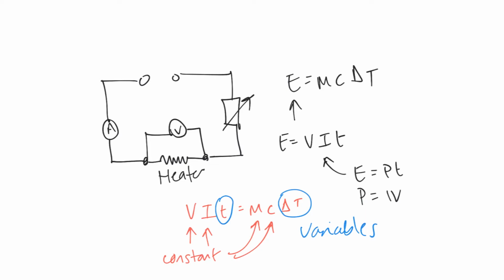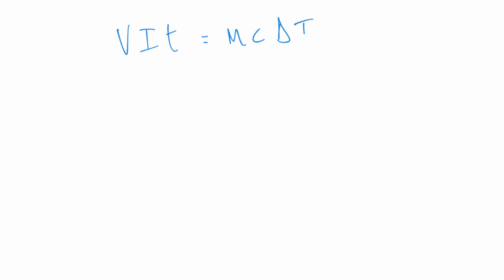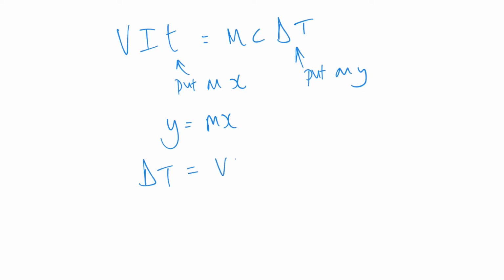So let's rearrange the equation in the form of y equals mx plus c, although in this case there's no plus c. So we'll start with the equation VIt equals mc delta T. We'll put temperature on the y-axis, mainly because we always tend to put time on the x-axis. So I rearrange for delta T equals VIt divided by mc. And then I've just put a delta sign in front of the time because that's what's going to be varying as well. So delta T equals VI over mc times delta little t.